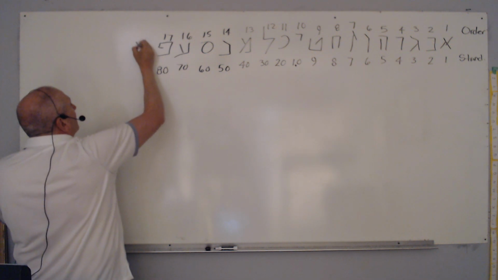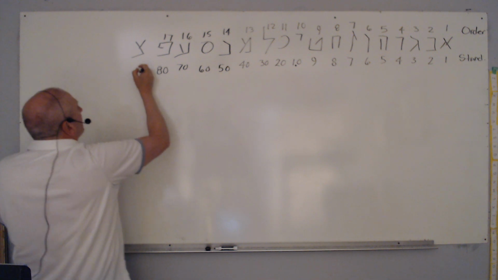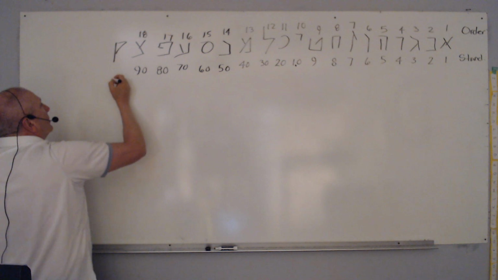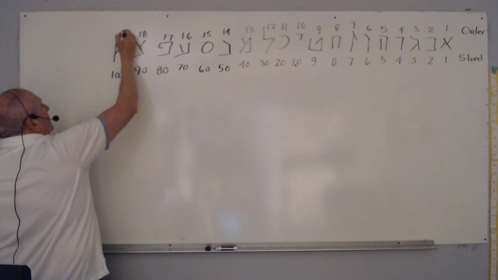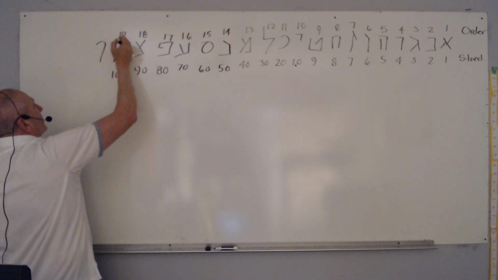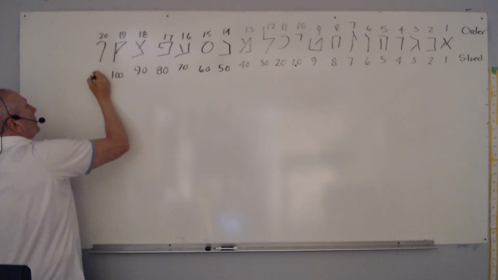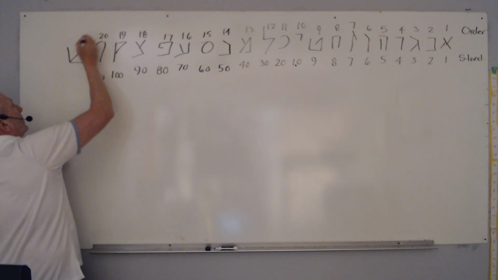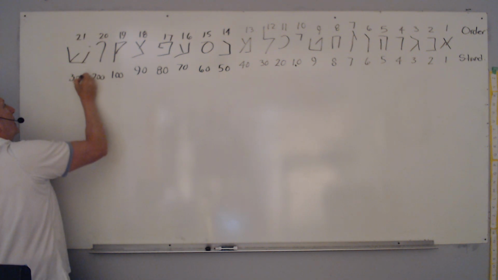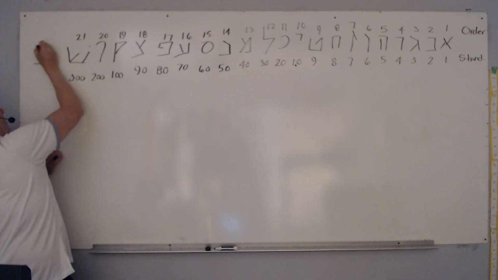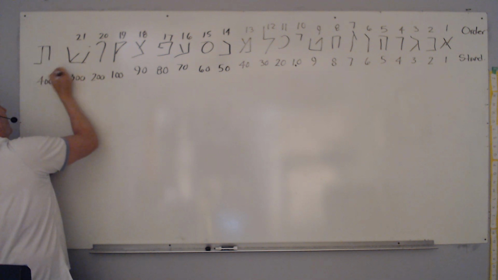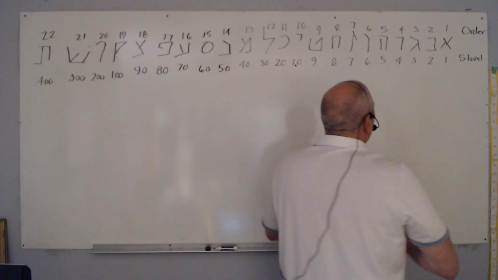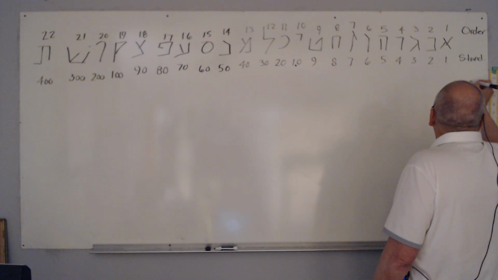And then we have Tsadi, that's 90, it's 18. Qof, it's 100, 19. Resh, 20, 200. Shin, 21, and then 300, and then Tav, of course, that gives us 22, 400. So we have 22 letters across, and now we'll go ahead and do Genesis 1:1, do the numeric value there based on the standard values, and see what we have.